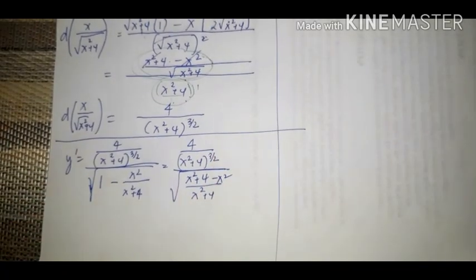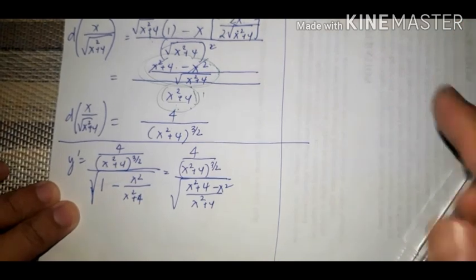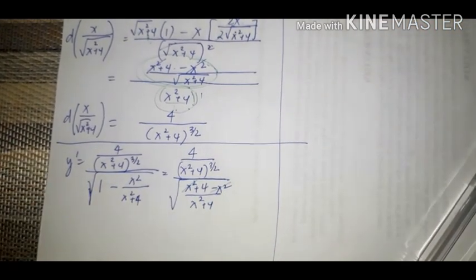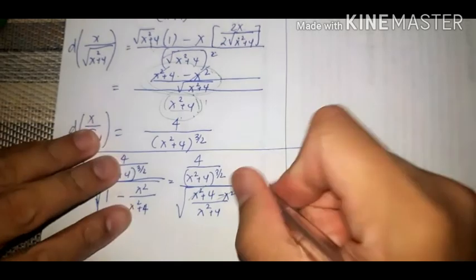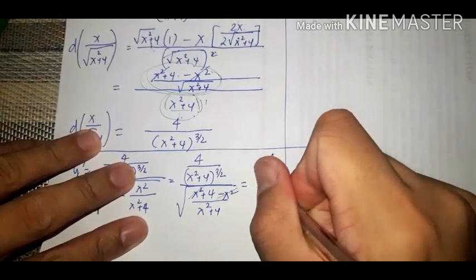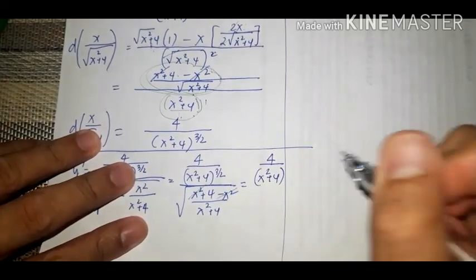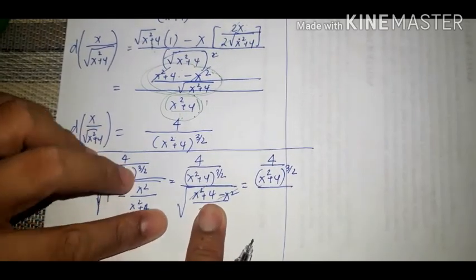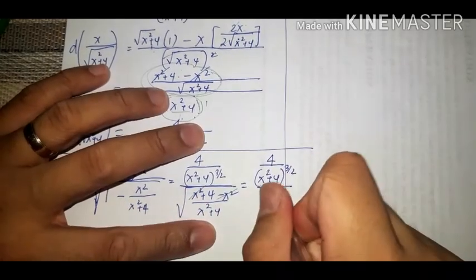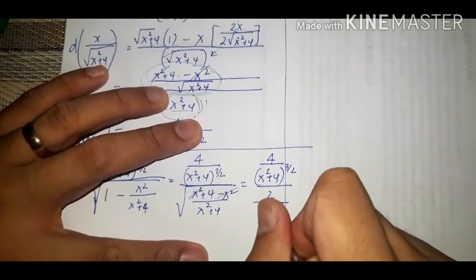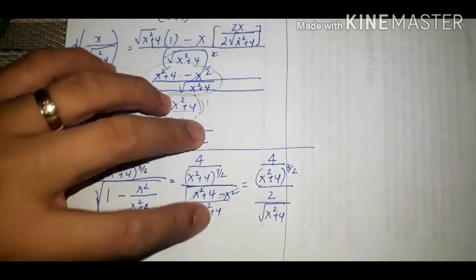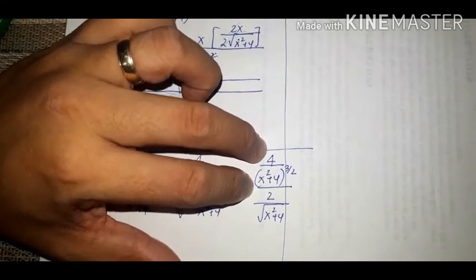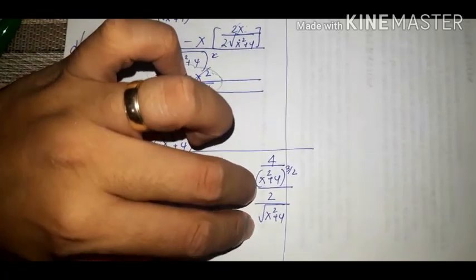minus x squared. So, yung x squared magka-cancel ulit. Kasi x squared minus x squared cancels out. So, ang mangyayari, magiging 4 over x squared plus 4 raised to 3 halves over, ang natira rito sa tababa ay 4, square root nun ay 2, over square root of x squared plus 4. So again, meron ako ritong complex fraction. So i-multiply ko to sa reciprocal nito.